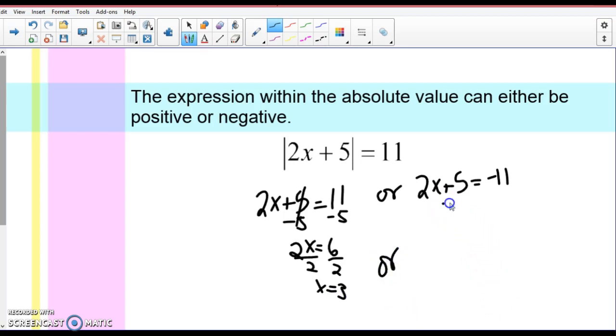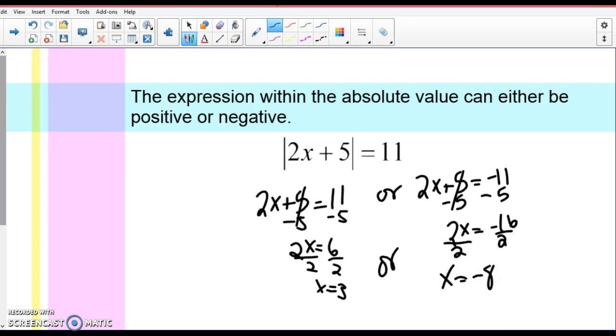Or, solve this one. Subtract 5. So you have 2x equals negative 16. Are you writing this down? Divide both sides by 2. X can be negative 8.